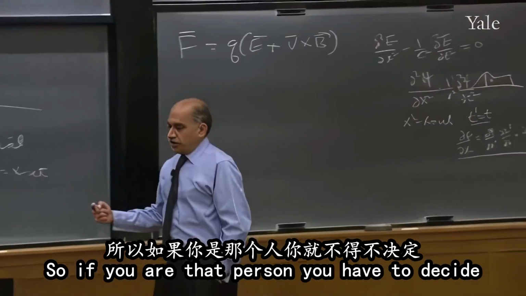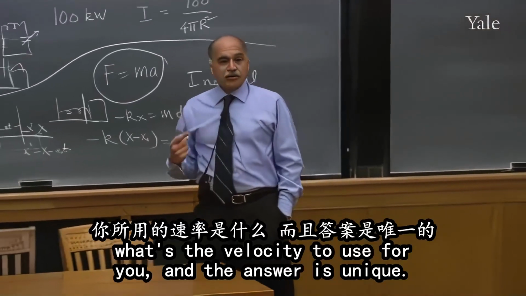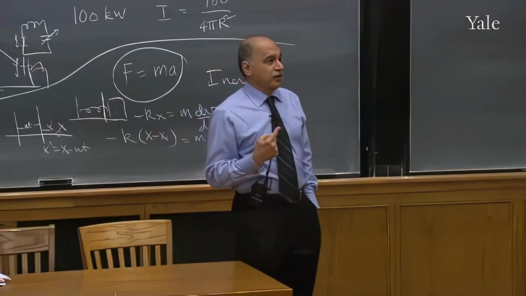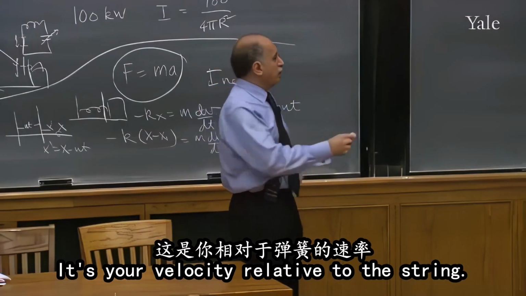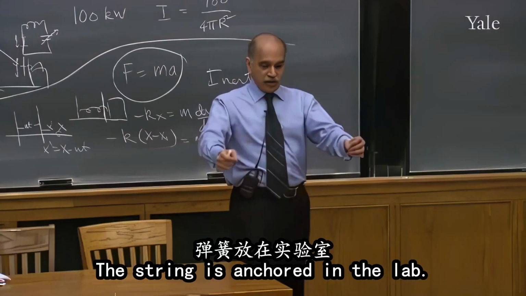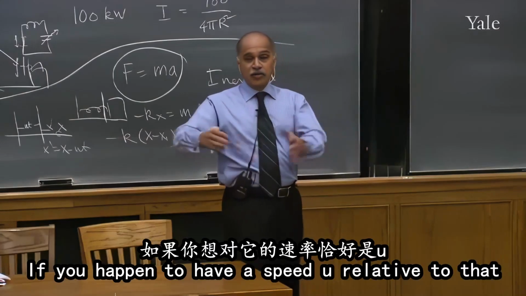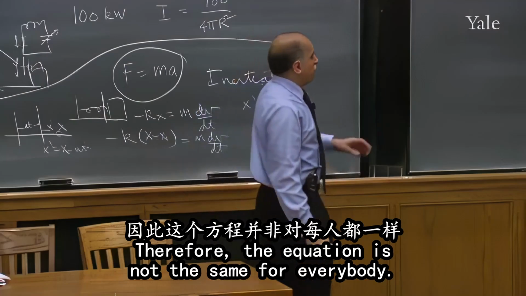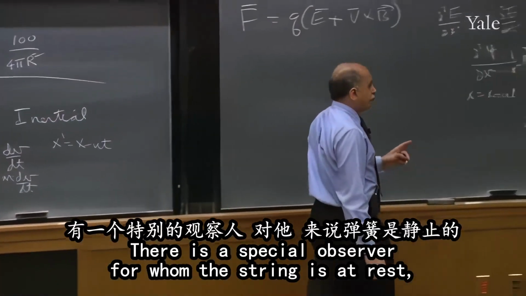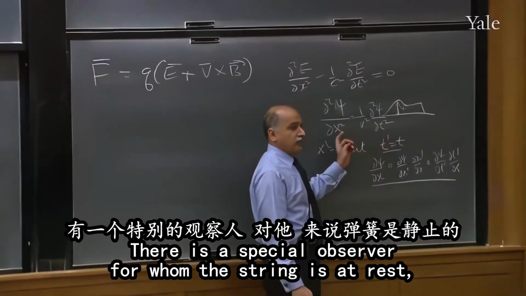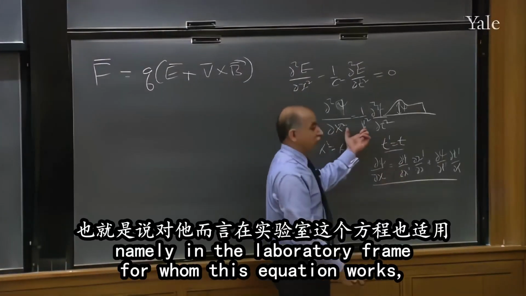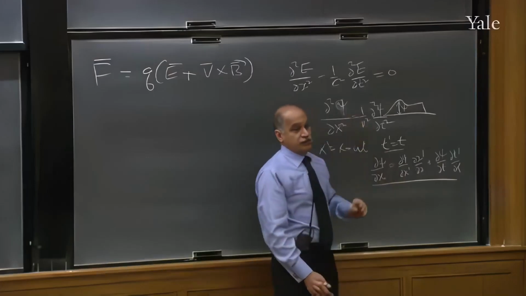So if you are that person, you have to decide what's the velocity to use for you. And the answer is unique. It's your velocity relative to the string. The string is anchored in the lab. If you happen to have a speed u relative to that, that's the speed you should put in. Therefore, the equation is not the same for everybody. That's the special observer for whom the string is at rest, namely in the laboratory frame for whom this equation works, and v is the velocity for that person.